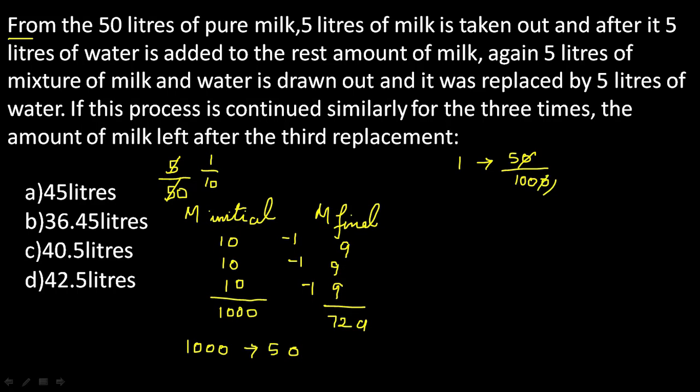What you have to know, the question they have asked, amount of milk left. The amount of milk left they are asking is this 729. So this 729 is 5 by 100 into 729. Now what we will be getting, 5 4s, then 6, 300 is there, so 36.45.